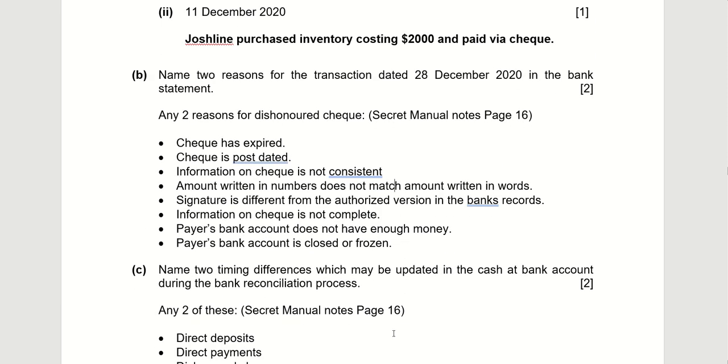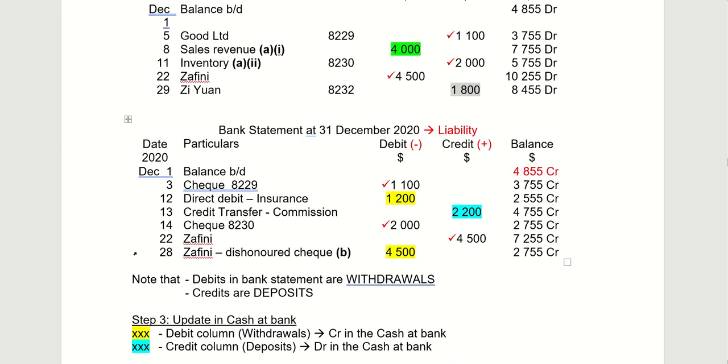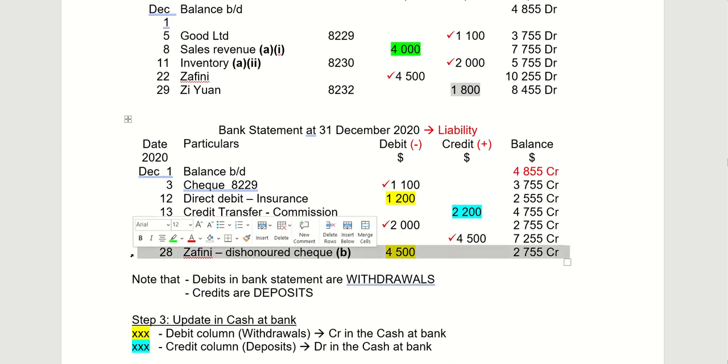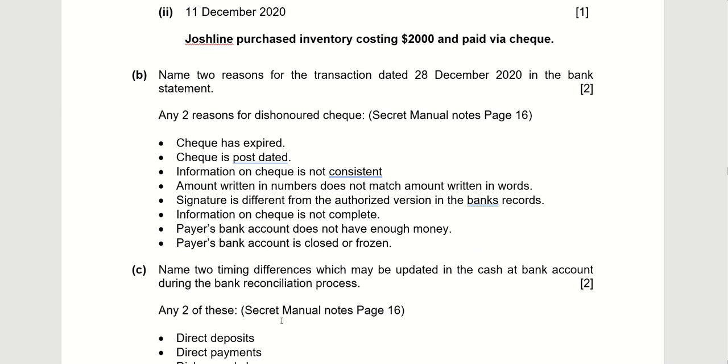Name two reasons for the transaction. Now, what is this transaction on the 28th? Over here, they have told you Zafini and then they have told you dishonored check. So quite straightforward. They're asking you for two reasons for a dishonored check, and you can see the secret manual notes, page 16. You can use any two reasons. If I were you, I would try to remember the shorter ones first, these two first. And then after that, maybe also try to remember one or two long ones.